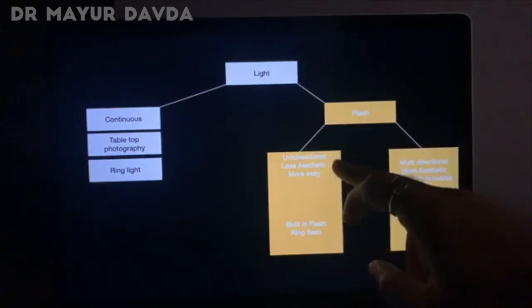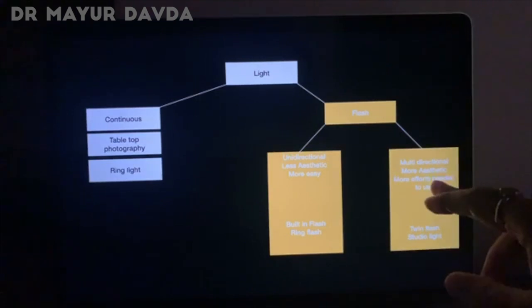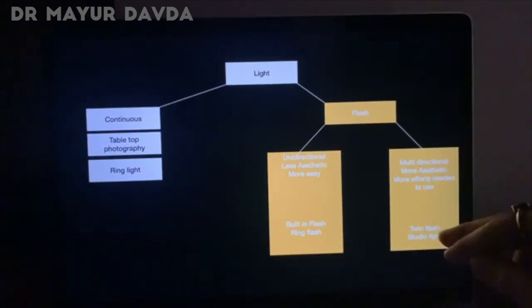What is an example of unidirectional flash? The built-in flash, the on-camera flash, is an example of unidirectional flash, or a ring flash is also a unidirectional flash. However, for multidirectional flash, we have two great options called twin flash as well as studio light.